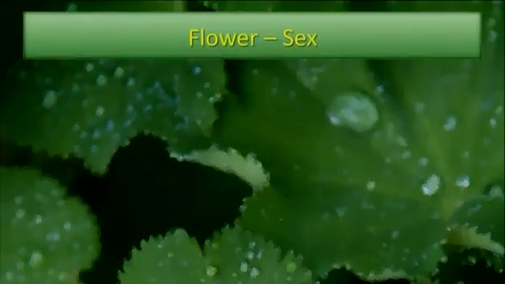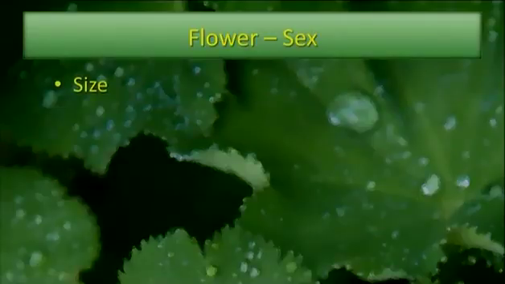So the function of the flower is to do sexual reproduction. Remember we talked about the fact that in sexual reproduction you have 2 parents, one a sperm donor, one an egg donor, right? In asexual reproduction you just have 1 parent. So the whole purpose of the flower is to do sexual reproduction.